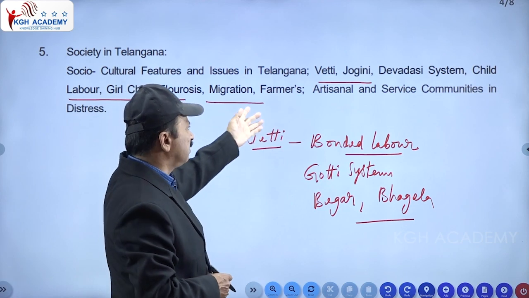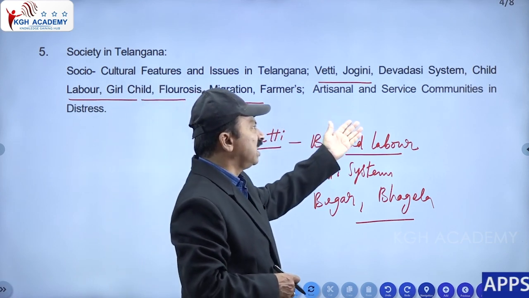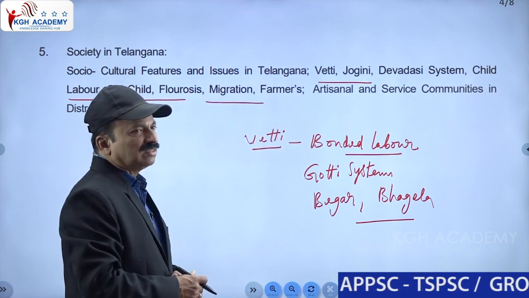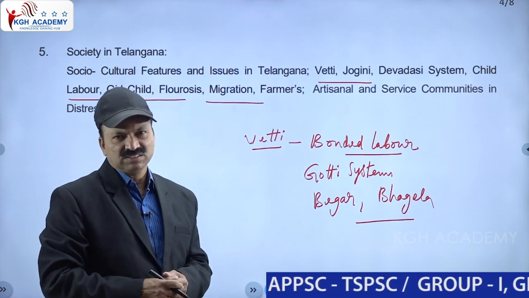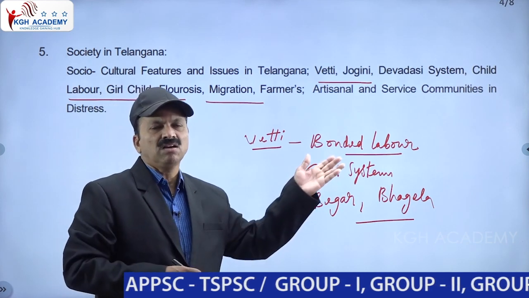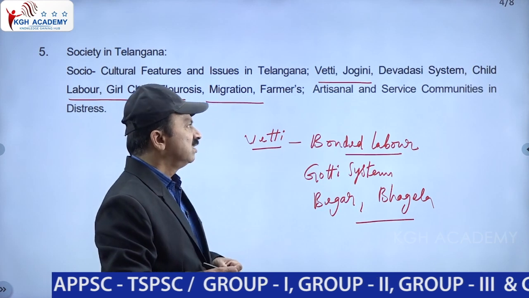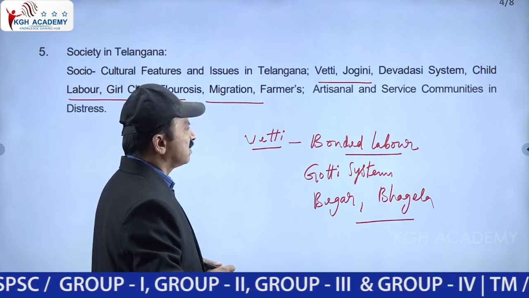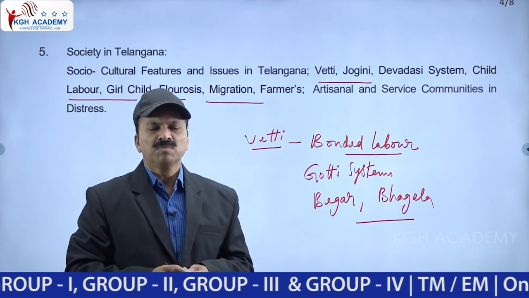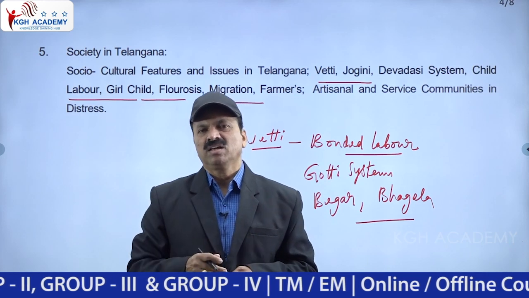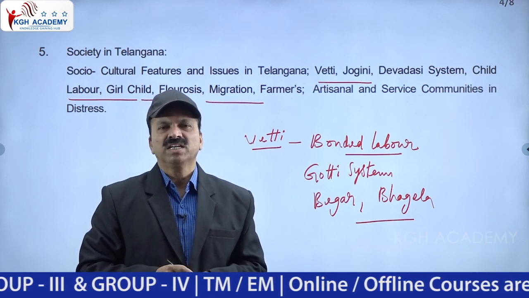Farmers, migration of farmers. Then artisanal and service communities, especially people doing different professions, artisans. There is knitting of bags, and all these come under artisans. Service communities especially are in distress. Previously they had good strength, they manufactured things and earned their livelihood, but nowadays they have completely lost it.